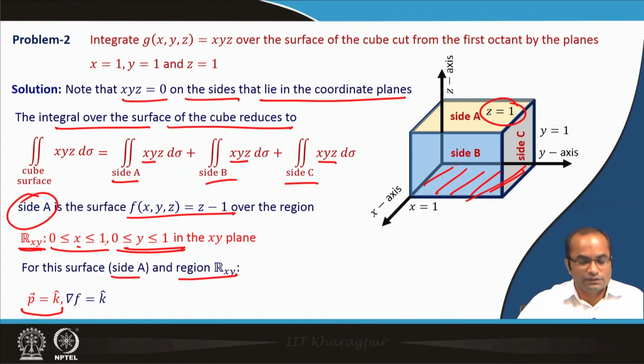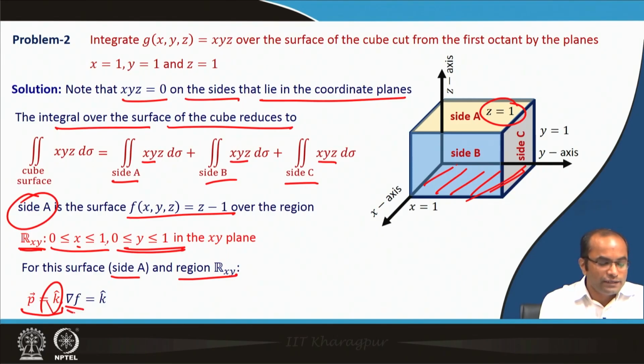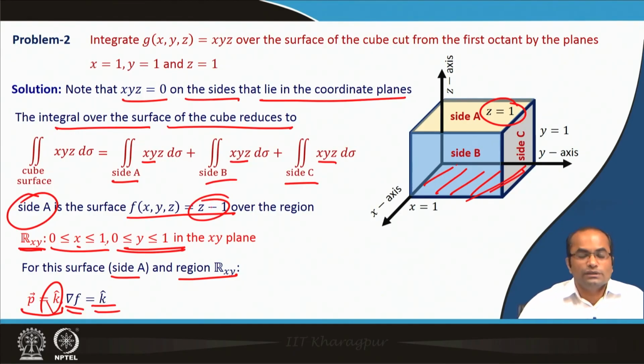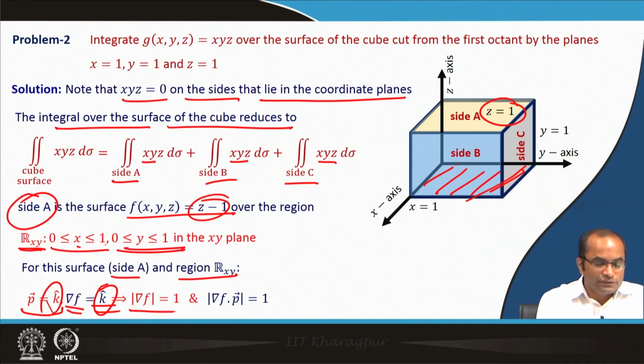So, the perpendicular to this x y plane is k, and then the gradient of f, if we compute, since f is x z minus y, we have this del f again will be also k. So, only this, because z is there. One partial derivative of f with respect to z will give 1. So, that is the k, and we can compute the absolute value of grad f, that is 1, and also grad f dot p will be also 1.